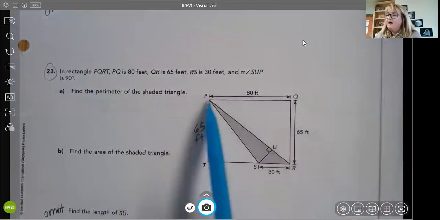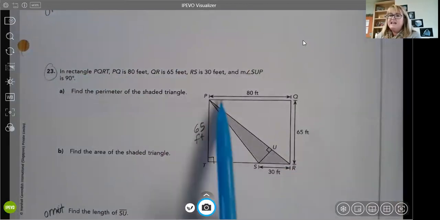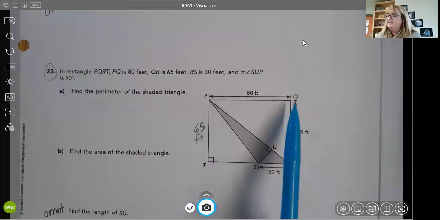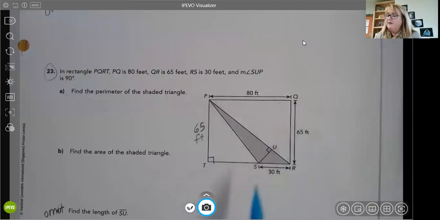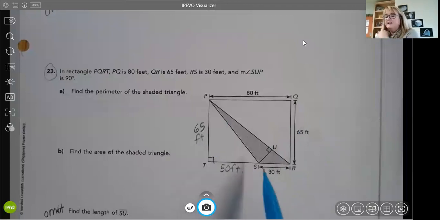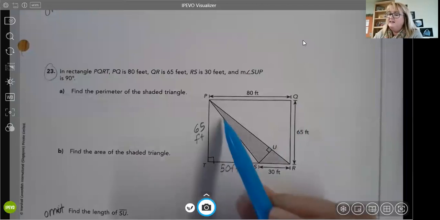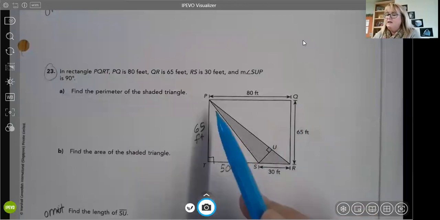And the top and bottom would be the same length, but I don't need the whole bottom, I just need this part. Well, if the whole thing is 80 feet and this part is 30 feet, do you know how far this part would be? That would be 50 feet. Okay, now that I have these two side lengths, I can use the Pythagorean theorem to figure out the length of this side of the shaded triangle.